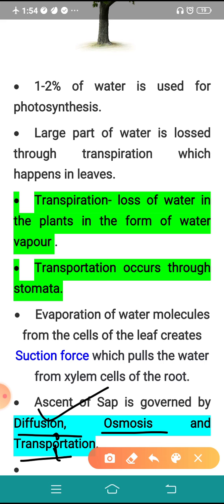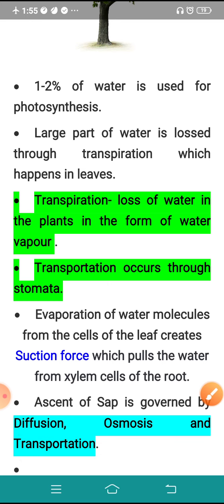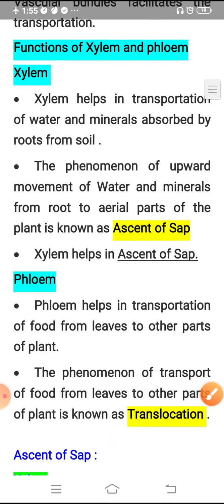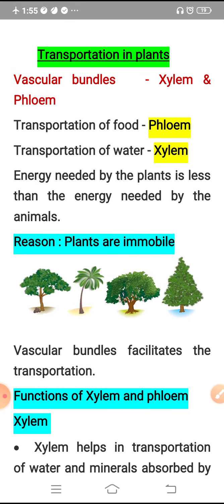Diffusion means the movement of particles. What are the particles? That is the minerals and the water from the soil that enter the roots, right? And through osmosis, the root receives the water and sends it to the plant. And transpiration means the water gets transported to different parts of the plant through the root. As a result, the transpiration took place. Transpiration means the loss of water in the form of water vapor. Okay, hope you understood how the transport takes place in the plants. Okay, thank you.